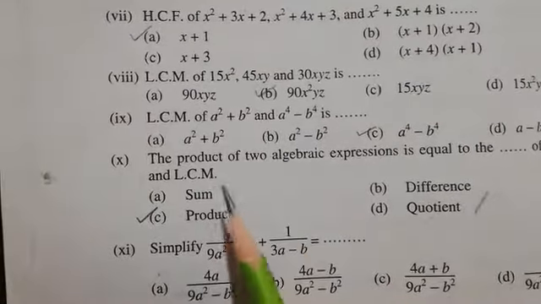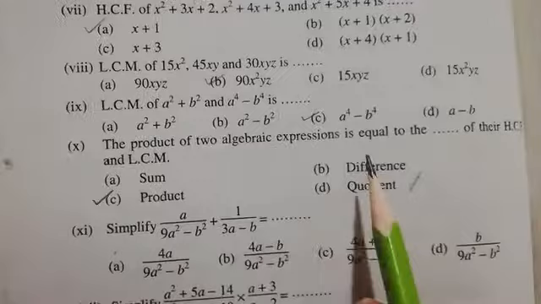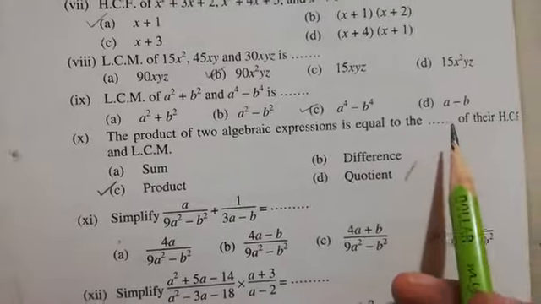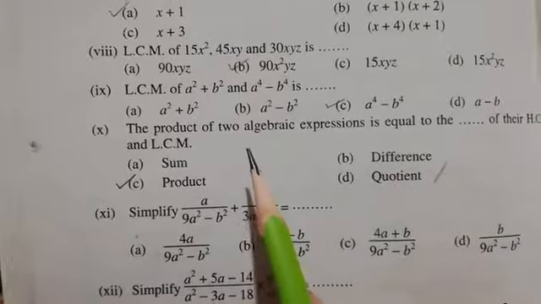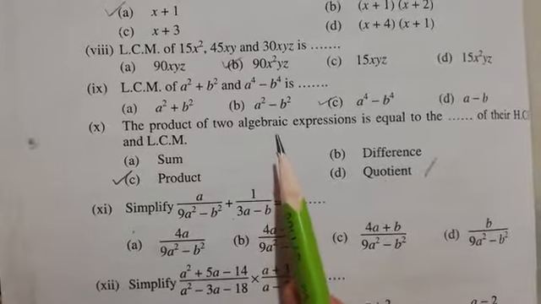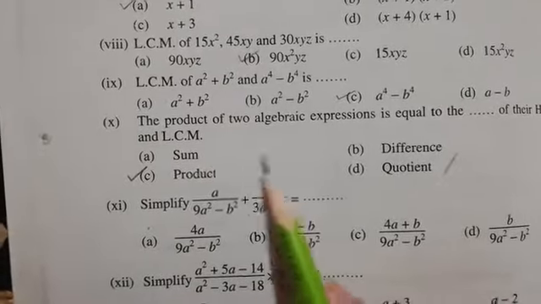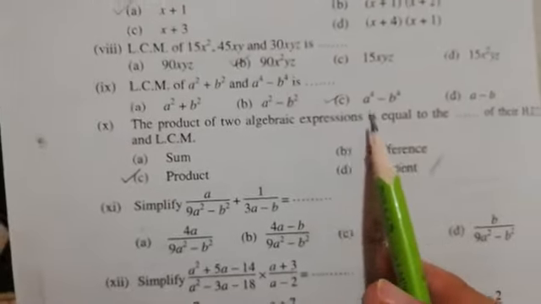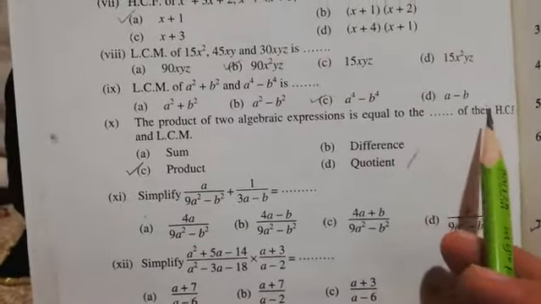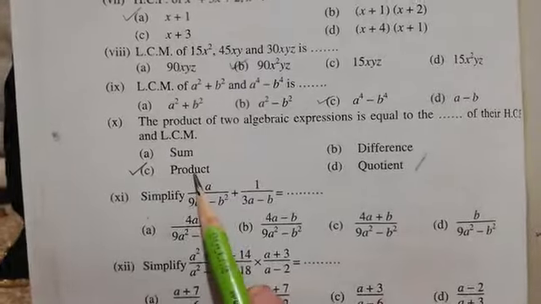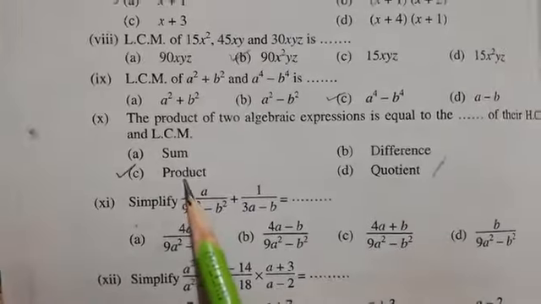Now MCQ number 10. The product of two algebraic expressions is equal to the dash of their HCF and LCM. Yes students, we have solved this question also in our exercise 6.1, that the product of two algebraic expressions is always equal to the product of HCF and LCM. So mark the answer C, option number C.